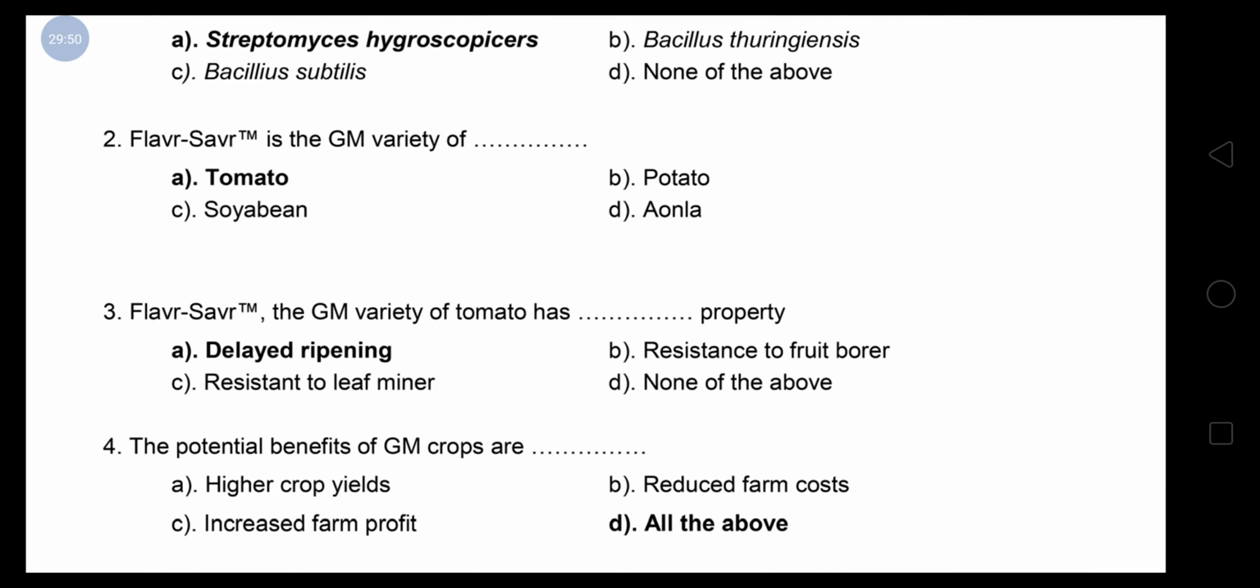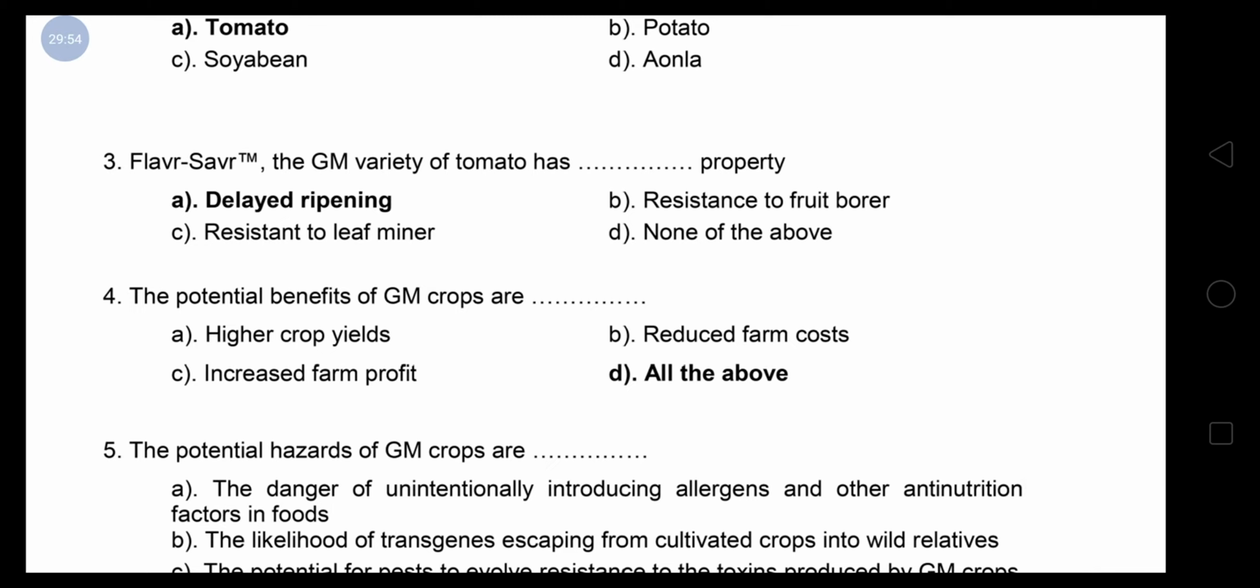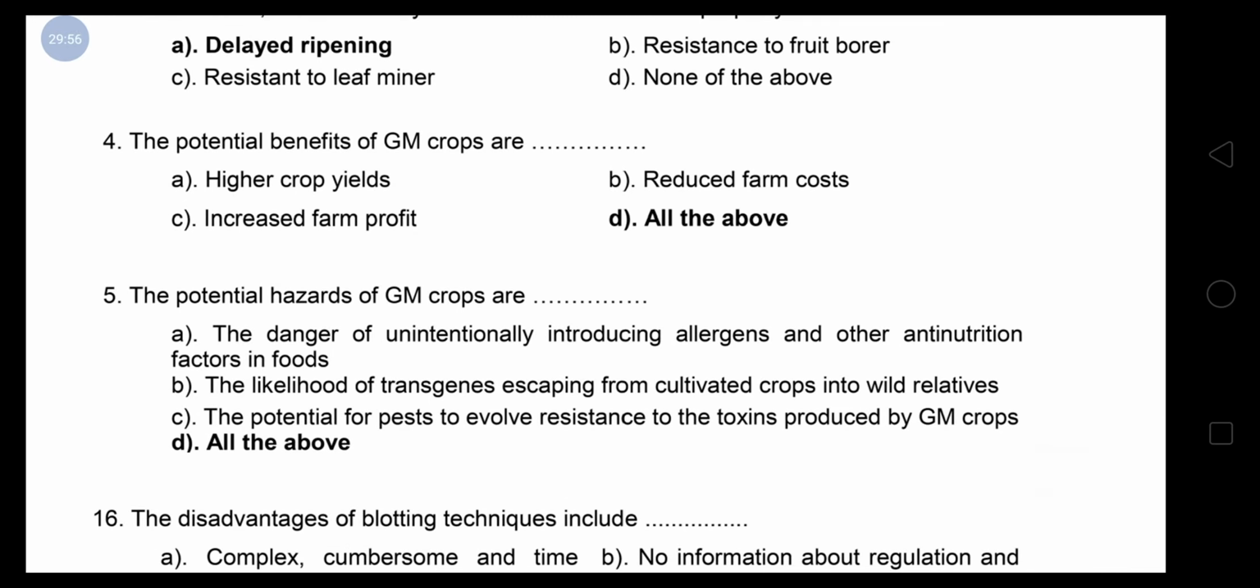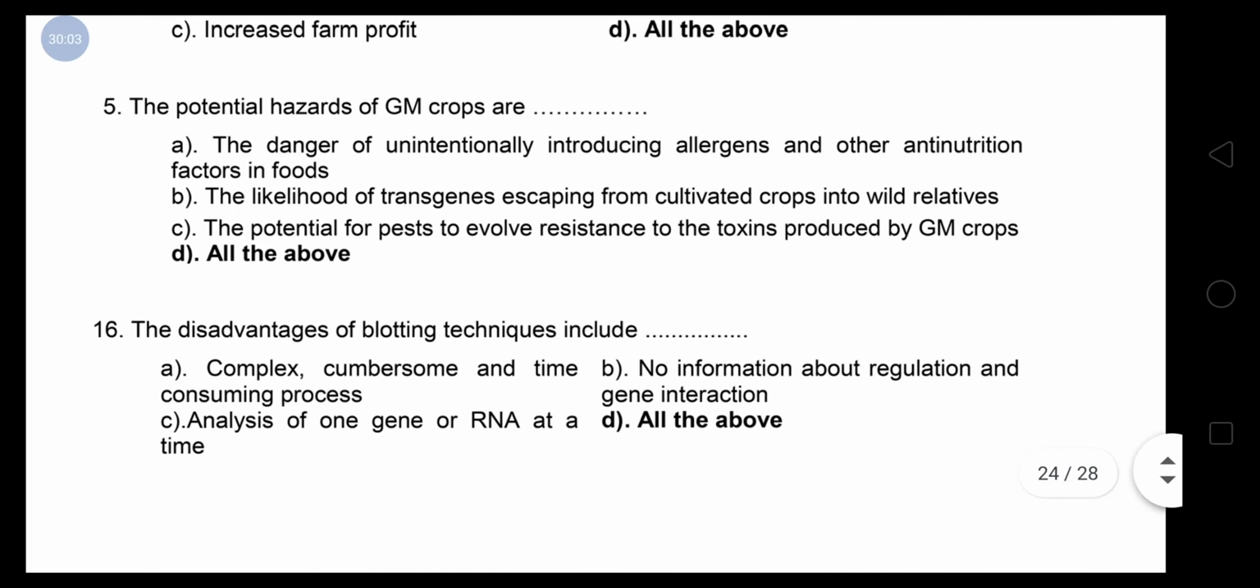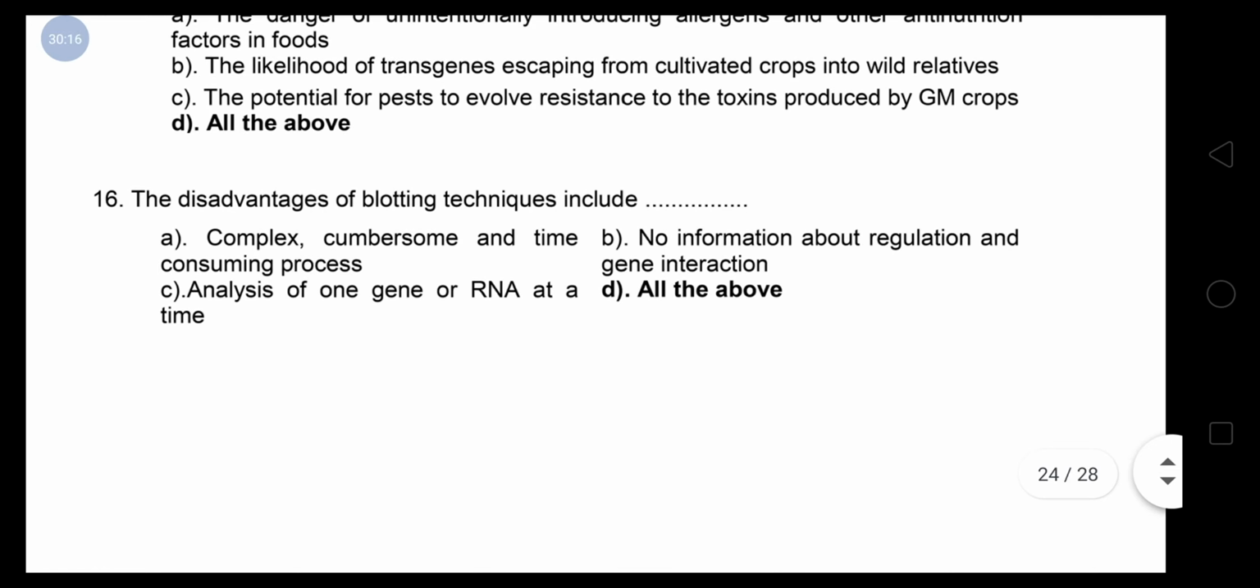Flavr Savr is the GM variety of tomato. Flavr Savr, the GM variety of tomato, has delayed ripening property. The potential benefits of GM crops include high crop yield, reduced farm cost, and increased profit. Potential hazards are danger of unintentionally introduced allergens and other anti-nutrition factors in foods, likelihood of transgene escaping from cultivated crops to wild relatives, and potential for pests to evolve resistance to the toxins produced by GM crops.